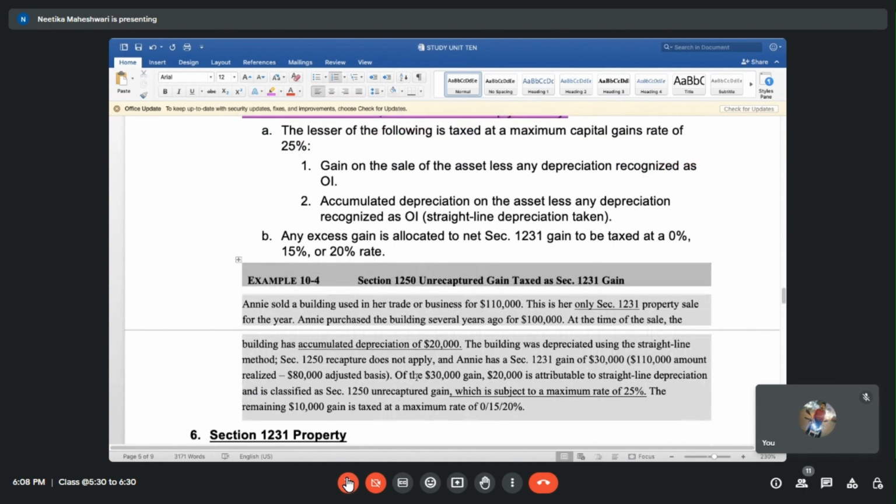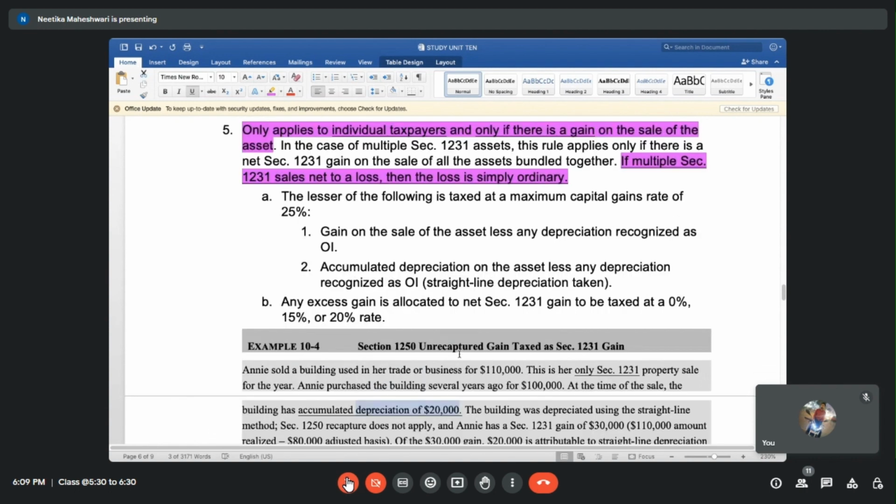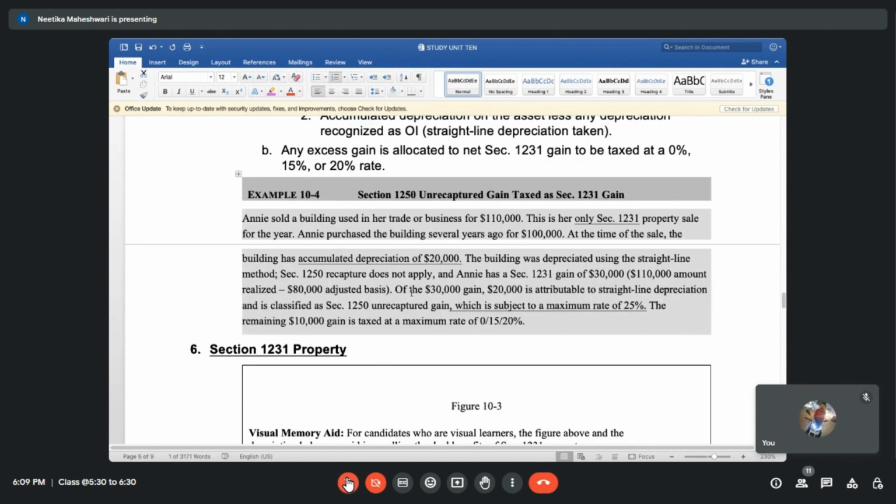What is her gain? 110,000 less 80,000, right? 80,000 was the basis. Yes. So 30,000 is the gain. Out of that 30,000, how much did she use? Did she take advantage in the prior years and take it as a deduction? So 20,000 was accumulated depreciation. What they're saying is that this 20,000 will be taxed at a maximum rate of 25%. Otherwise, it would be taxed as recaptured ordinary income.